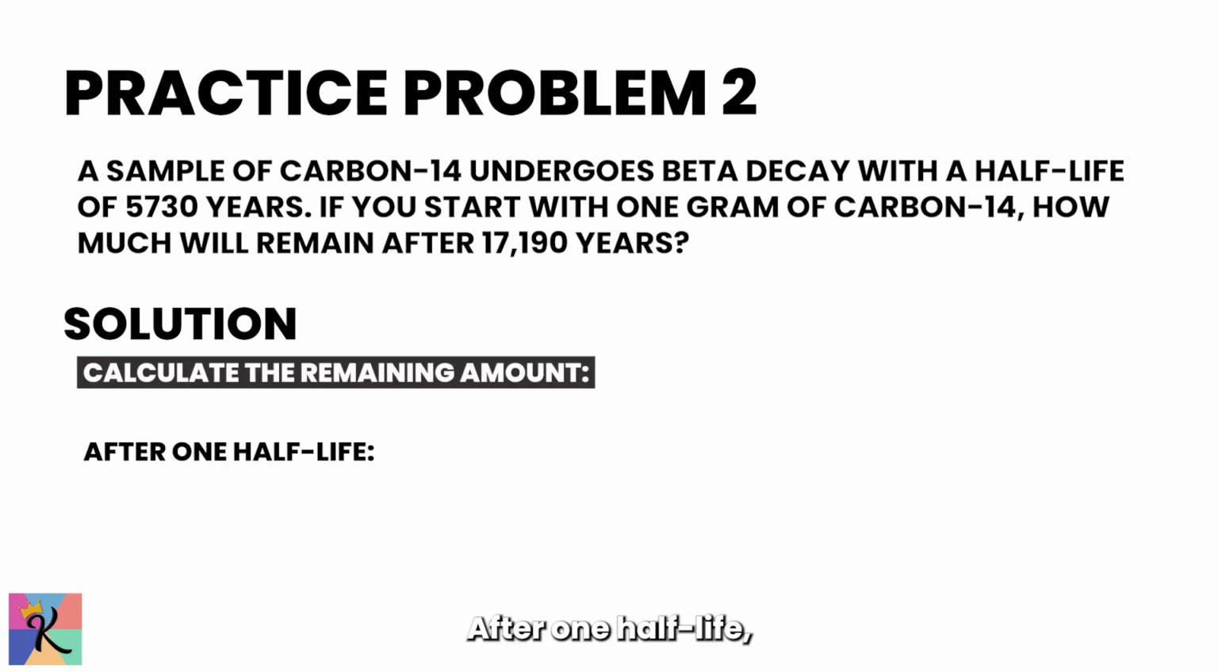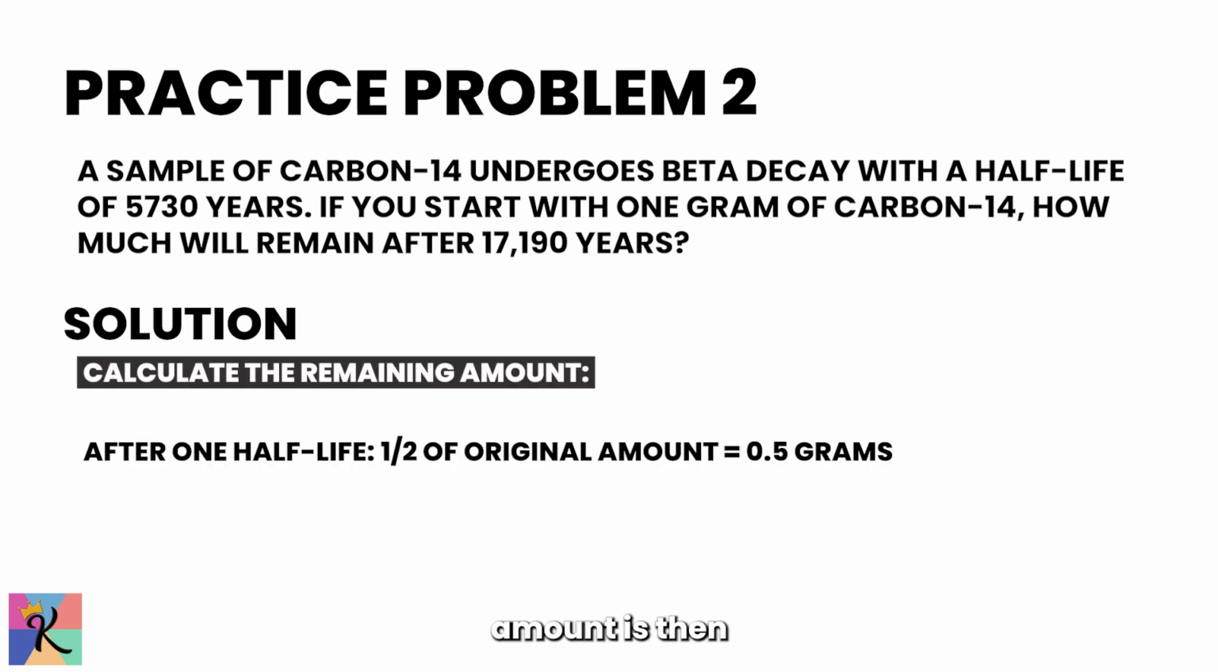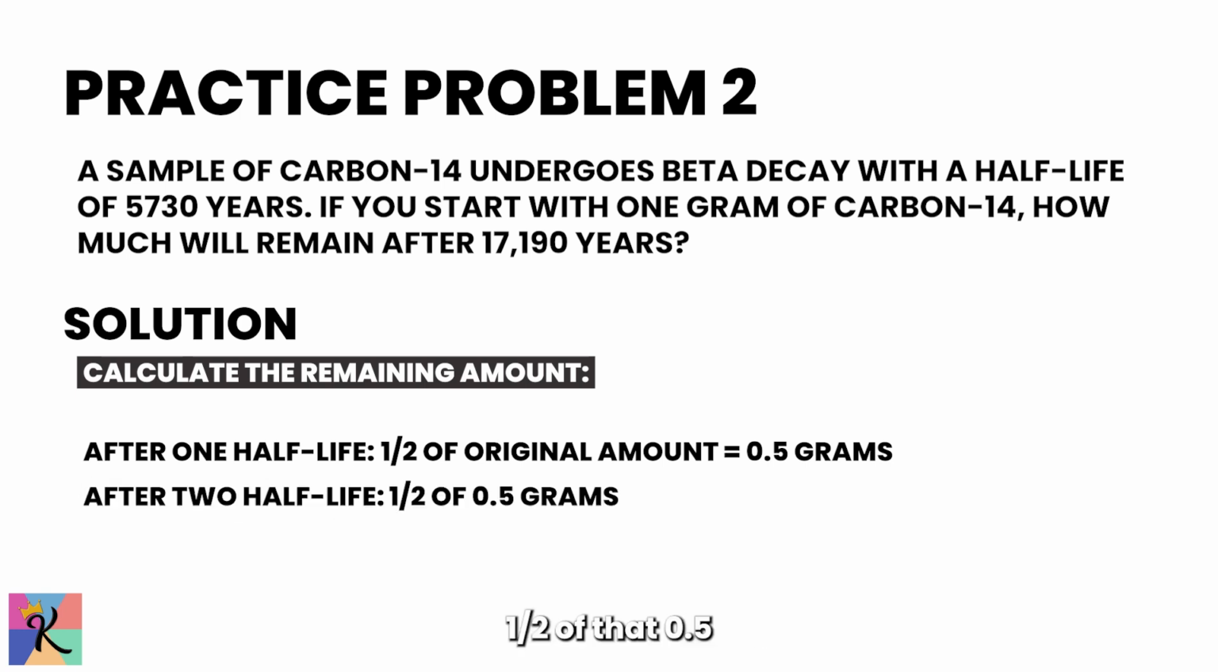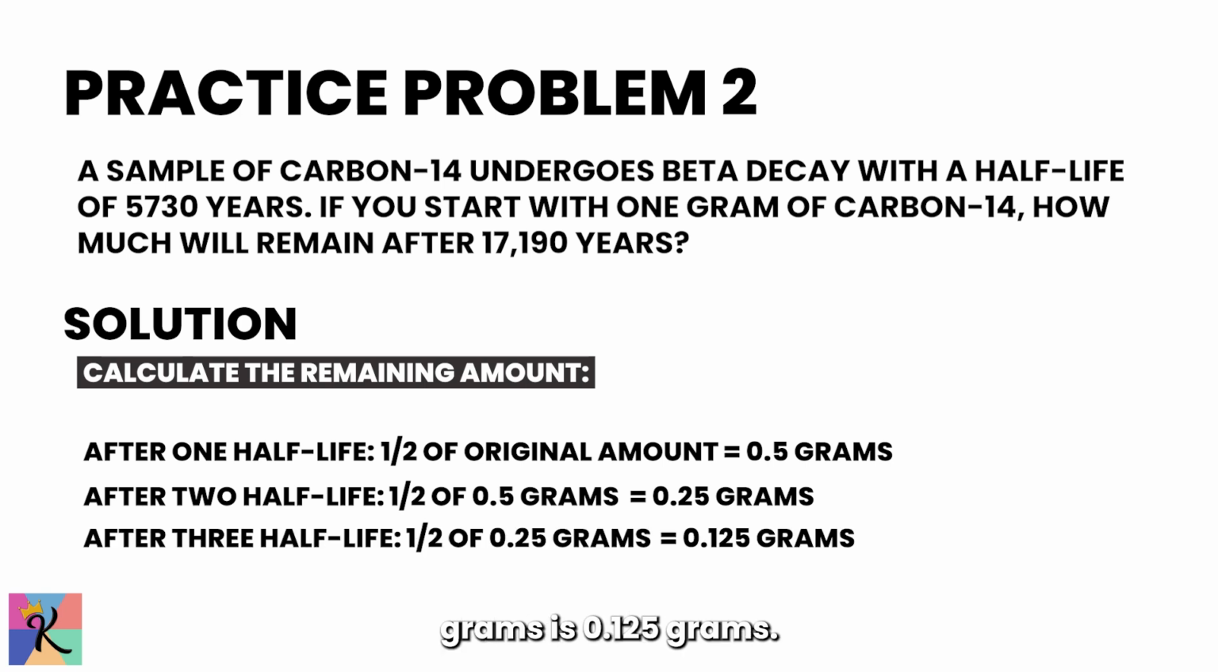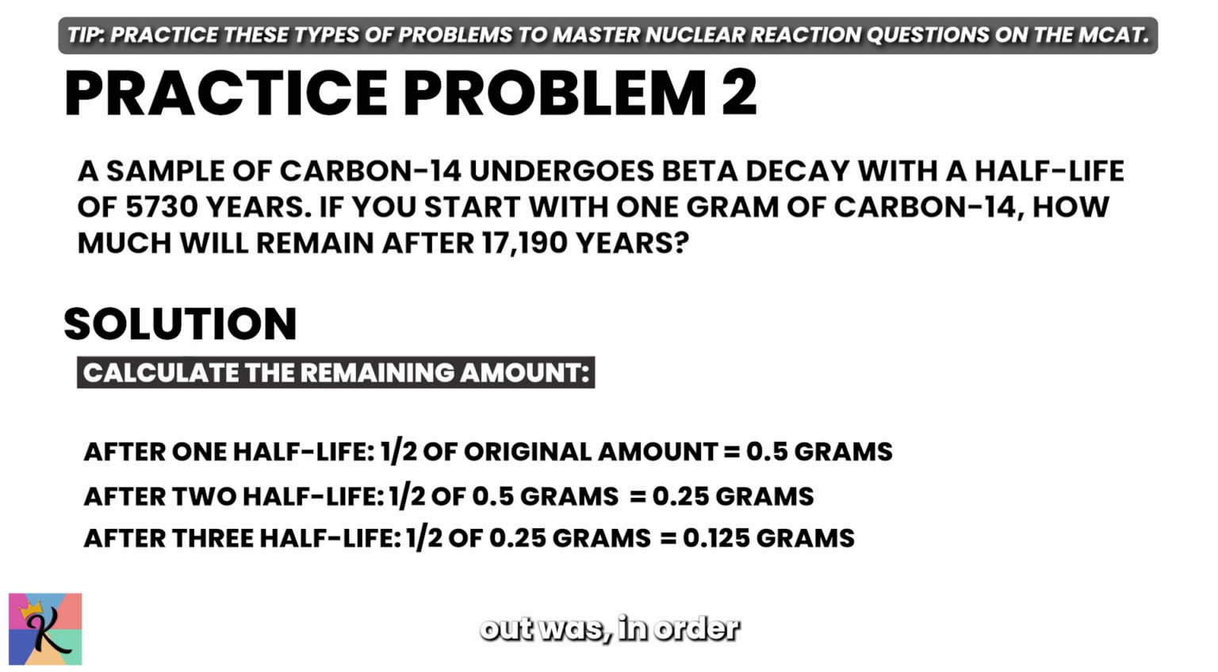After one half-life, half of the original amount is then about 0.5 grams. After two half-lives, one half of that 0.5 grams is 0.25. Then after three half-lives, one half of 0.25 is 0.125. So what we really needed to figure out, in order to understand the actual numbers, was the number of half-lives.